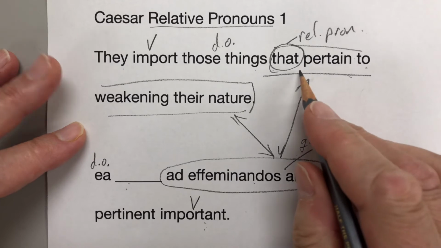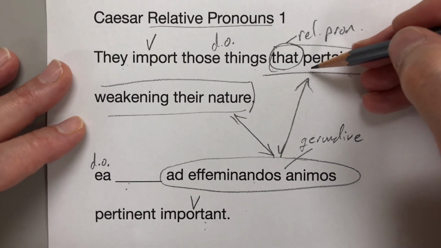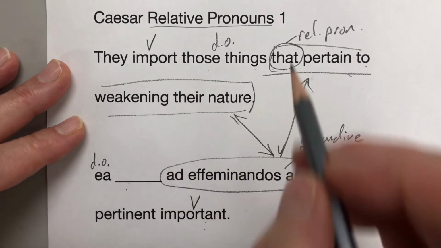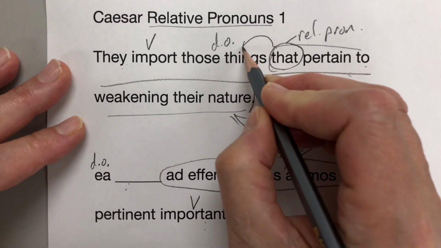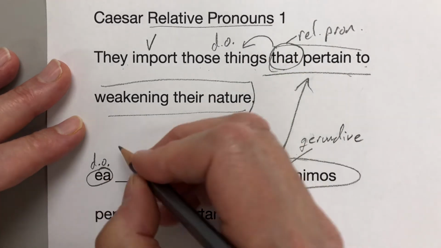Relative pronoun in English: that, which, who, what. Got a bunch of different words we can use for it. All right. And its antecedent is those things, which is right here. Antecedent.